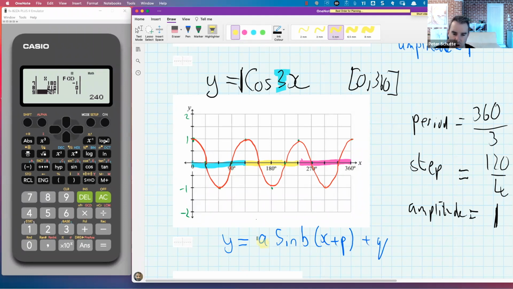The transformations are the amplitude change. This one is the period change. This one is a vertical shift. And this is a horizontal shift. But I prefer to do them individually, and then we can join them later in the lesson. Okay.